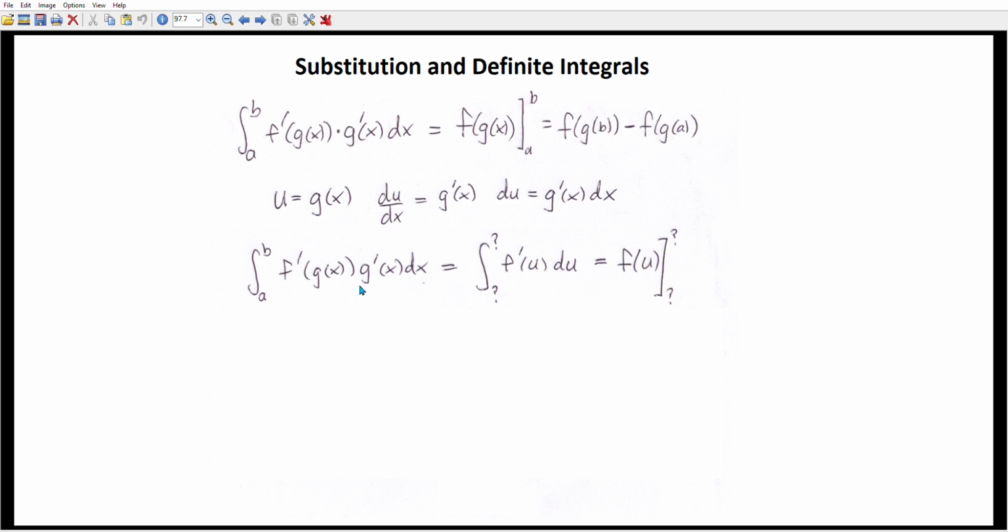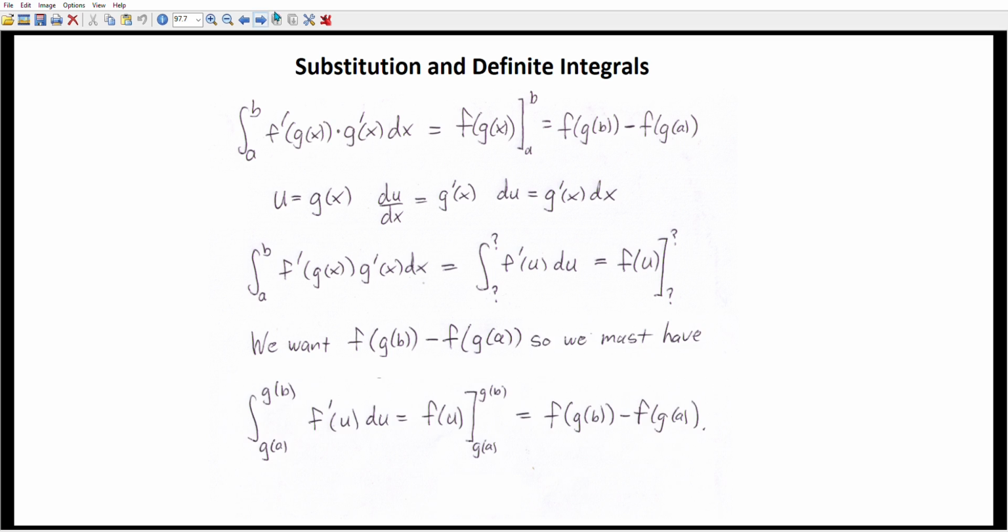Now you'll notice that these limits a to b are not written on this integral, nor are they written on this evaluation. Now what's clear is whatever we do, we better end up with this as our answer. And it makes it pretty clear that the only thing that we can be putting in is something that gives us g of b here and g of a there. And that's what the limits on this new integral have to be.